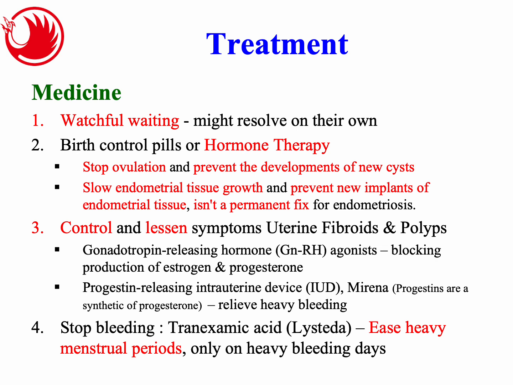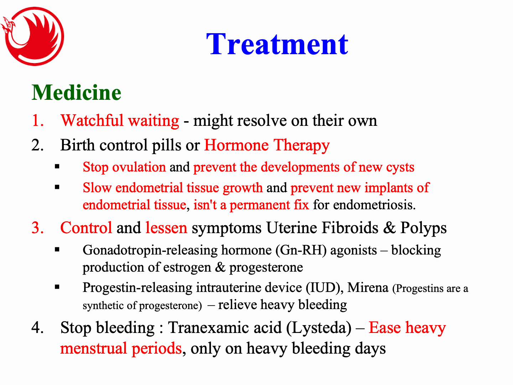Next, they will use birth control pills or hormone therapy. The whole idea of birth control and hormone therapy is to stop ovulation, slow the endometrial tissue growth, and control the growth of the endometrial tissue. But these are not a permanent fix for endometriosis.